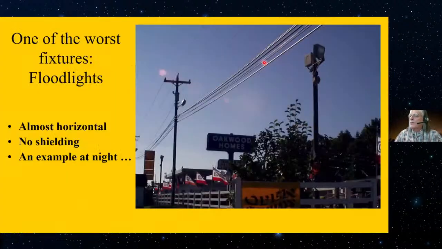One of the worst fixtures, one of the public enemy number one, is the floodlight. You can see this rig, the light is facing this way. It's almost horizontal. That one is certainly horizontal. This one's not much better, and so forth. These are cheap and easy, stuck on utility poles that are mostly already existing and often leased from the power company. So there's no shielding, and at night they're very glaring.